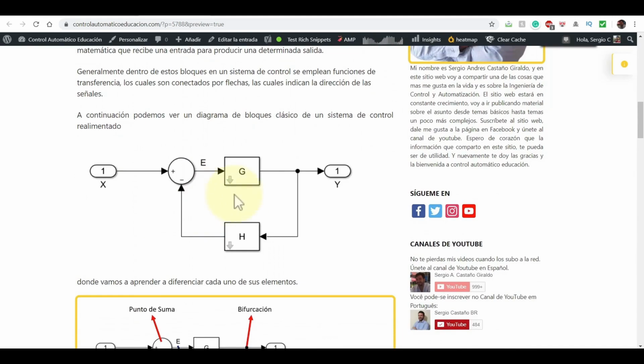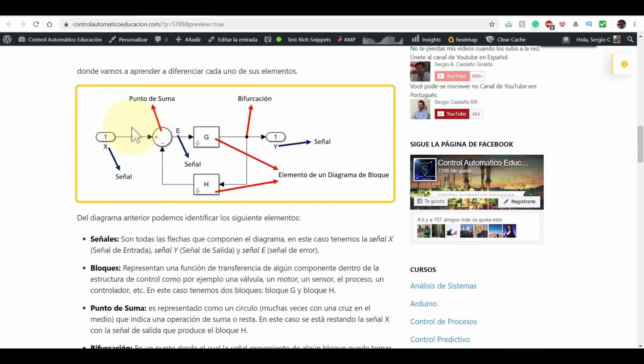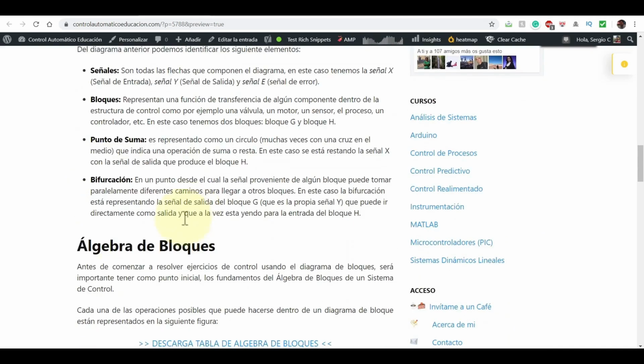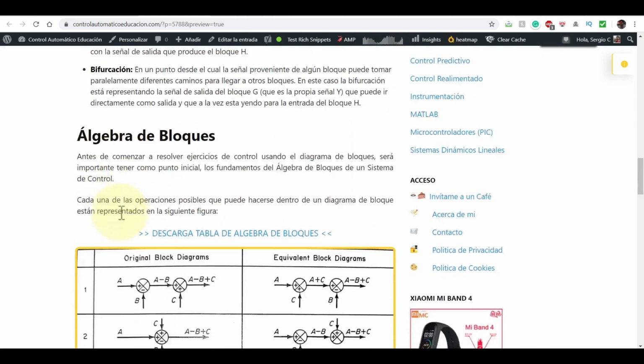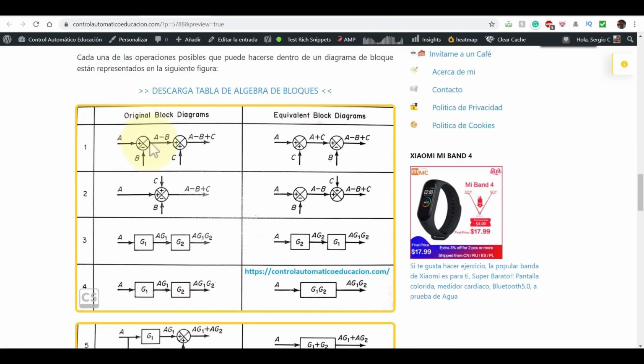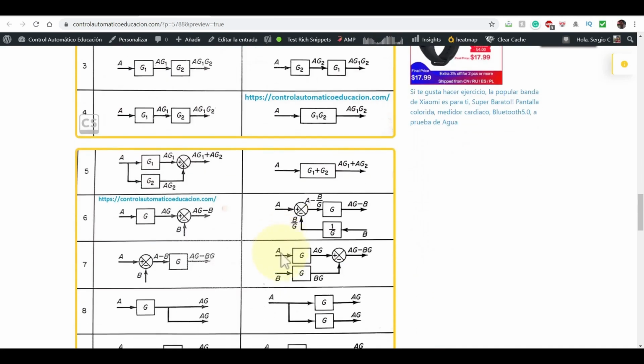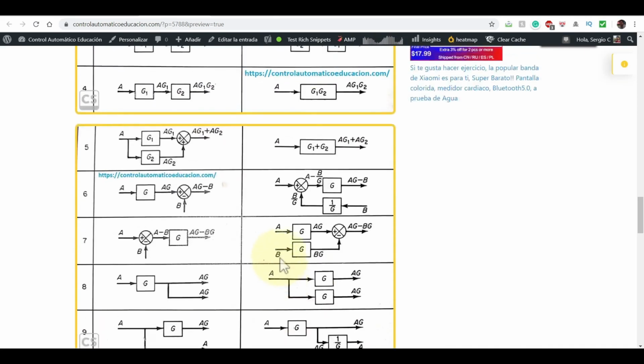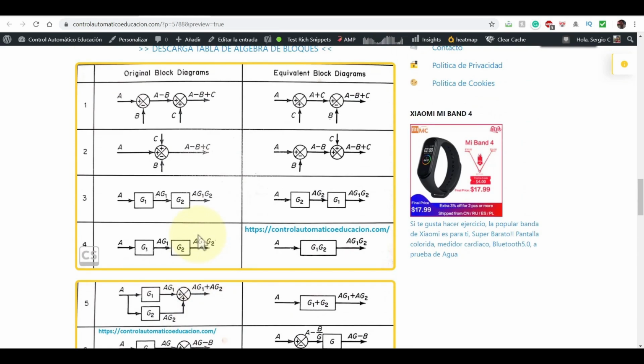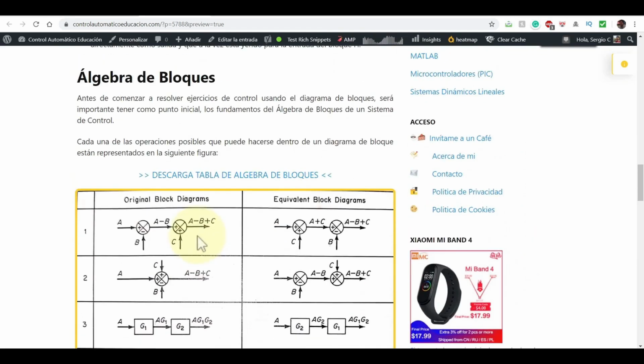For example, here we see what we just discussed about a block diagram. What are the elements that make up the block diagram here? And you'll also find all the mathematical operations that we can perform with block algebra. Here, you'll see everything you can do with signals, for example, summing signals, the sum elements, and what can be done with block elements, all the available mathematical operations. As we'll see in this video, if you master these operations, you'll be able to solve any block diagram exercise.